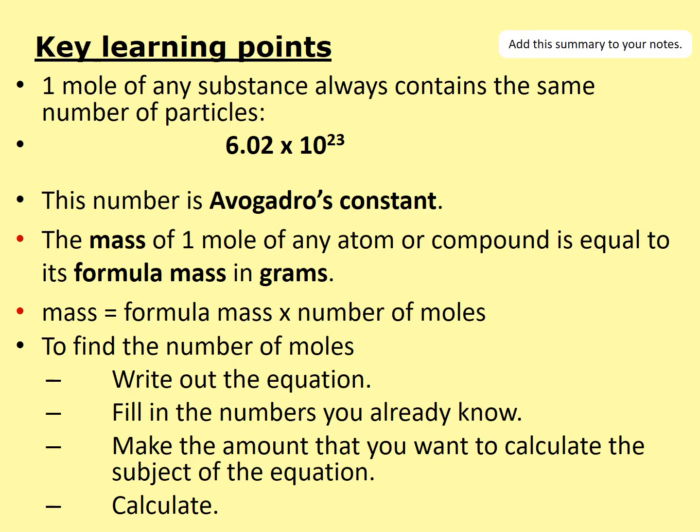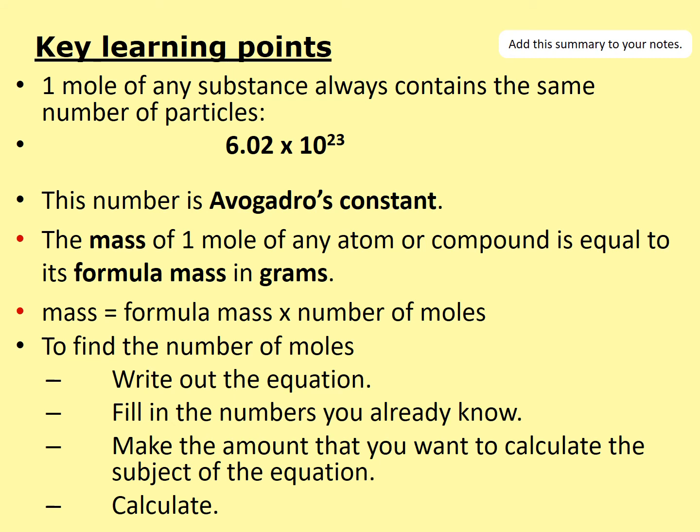So that's the new learning for today. This is a summary of today's lesson. 1 mole of any substance always contains the same number of particles, which is 6.02 times 10 to the power of 23. This is Avogadro's constant. The mass of 1 mole of any atom or compound is equal to its formula mass in grams. We have that magic formula: mass equals formula mass times number of moles.